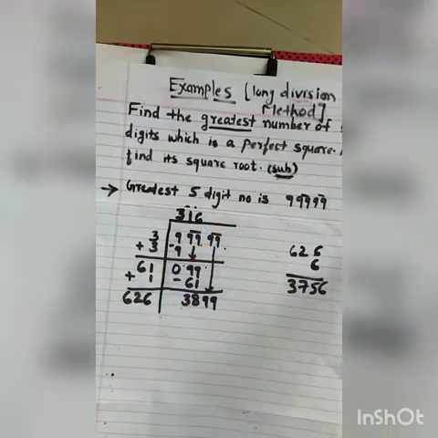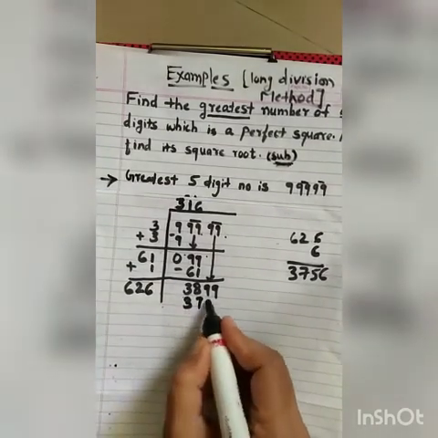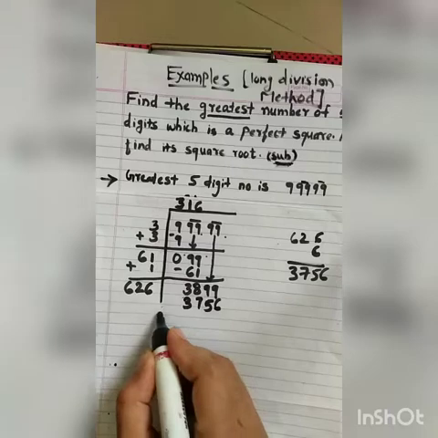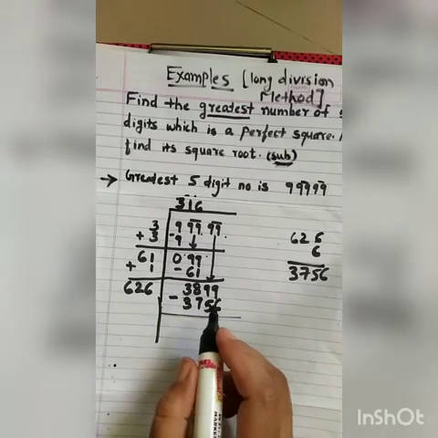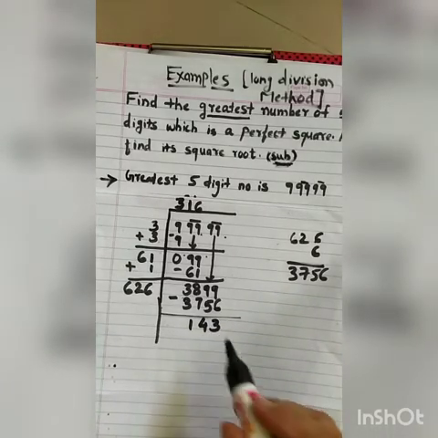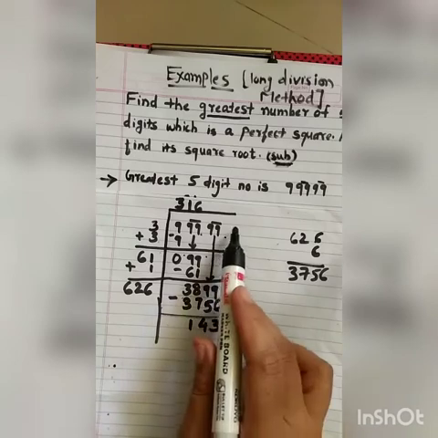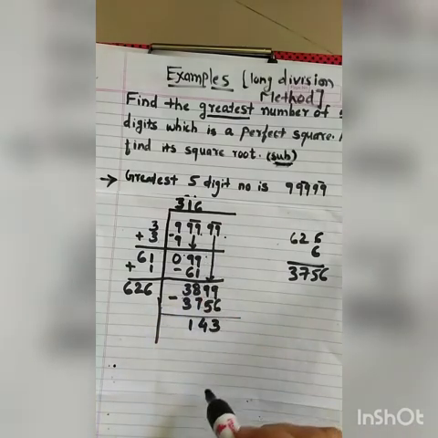Here also 6. And we will get the number 3756. Let's subtract it. We will get here the remainder 143. As you know, there is no period afterward, so we cannot solve it further.